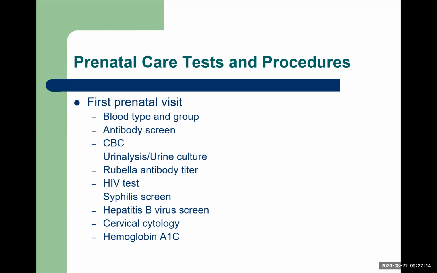The hepatitis B virus screen as well, another important test that we get. We don't usually treat the mom for this during the pregnancy, but if she's found to be Hep B positive, the treatment of the baby is different at birth than a baby that's born to a mom that does not have hepatitis B. So this is very important because they would need IVIG at birth, besides the vaccination that's routinely given to all babies.